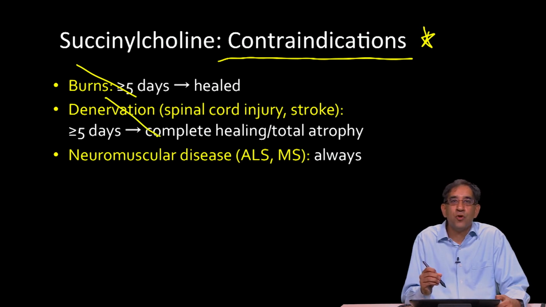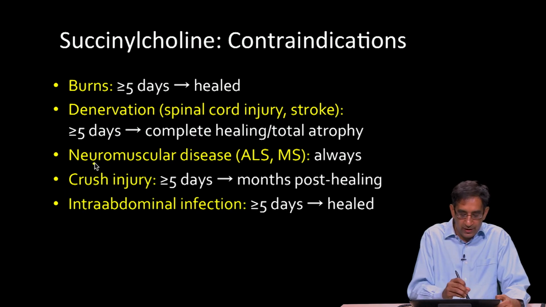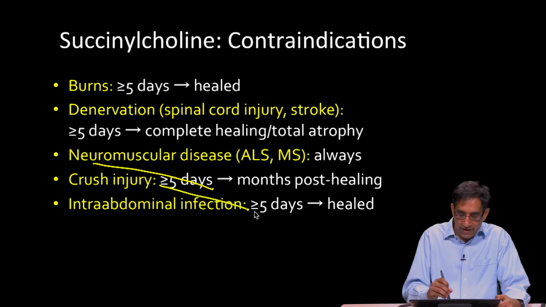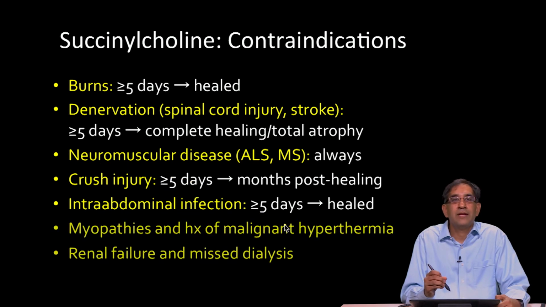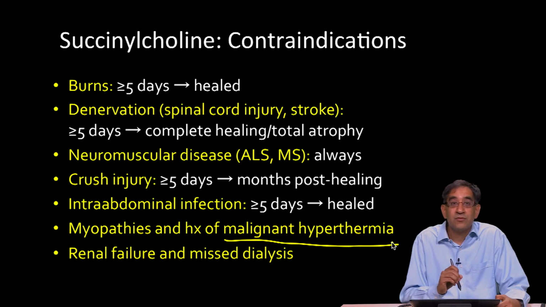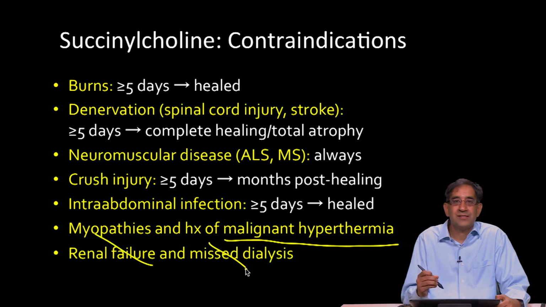In any patient that has neuromuscular disease like ALS or multiple sclerosis, avoid succinylcholine. A recent crush injury, more than 5 days, avoid succinylcholine. A recent intra-abdominal infection and you're greater than 5 days, avoid succinylcholine. Anybody with a history of myopathies or a history of malignant hyperthermia, absolutely avoid succinylcholine. And then again, in anyone with renal failure or missed dialysis, you're going to want to use rocuronium instead of succinylcholine.